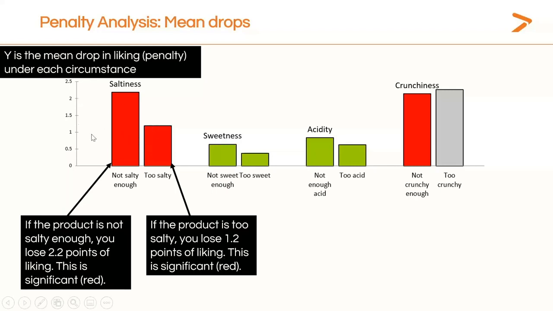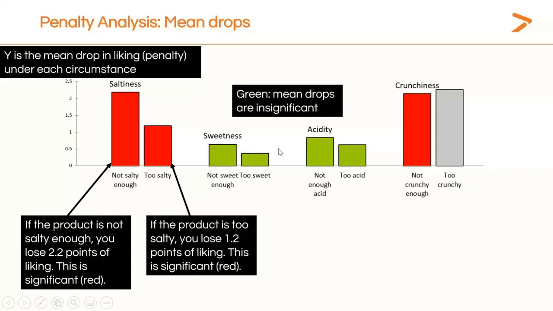So the salty attribute is quite delicate in this kind of product. You should really be aware of this attribute while developing a product, making it not too salty or not with a very low saltiness. Then for those two attributes, which are colored in green, this simply means that mean drops are insignificant. So if the product is not sweet enough, you have a drop of 0.9 or 0.8 liking score, but this is insignificant. So these attributes are less important than saltiness or than crunchiness.